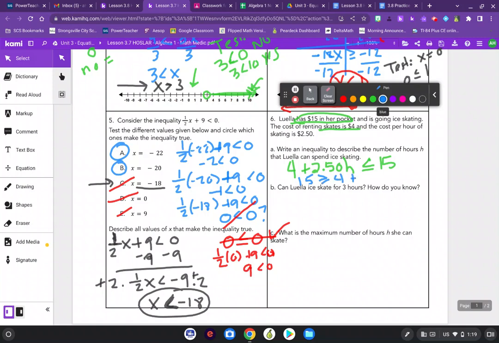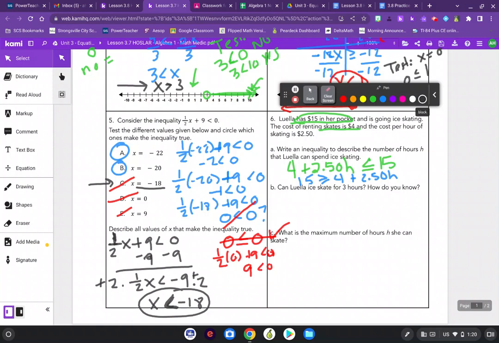So I could say 15 is greater than or equal to the amount that I can spend. And they wrote the inequality this way. And those two things are equivalent. Notice that my inequality symbol is opened up towards the 15 in both scenarios. I could test values like 0. I could put 0 in for h. And in both cases, I would still have true statements. So you can set it up either way.